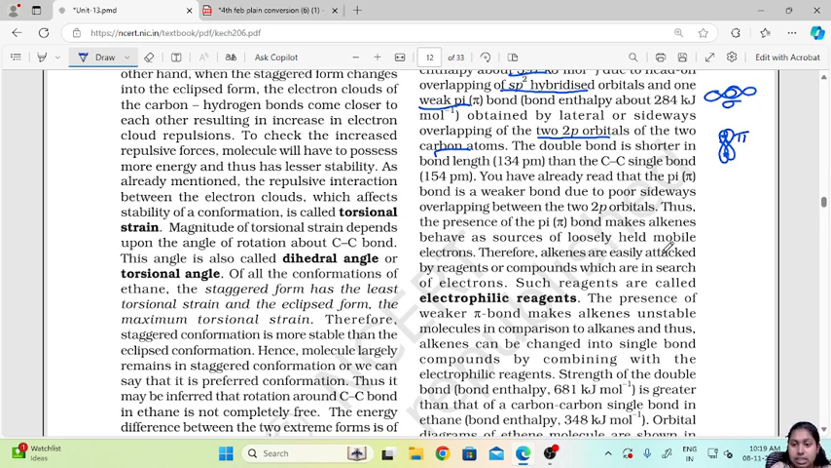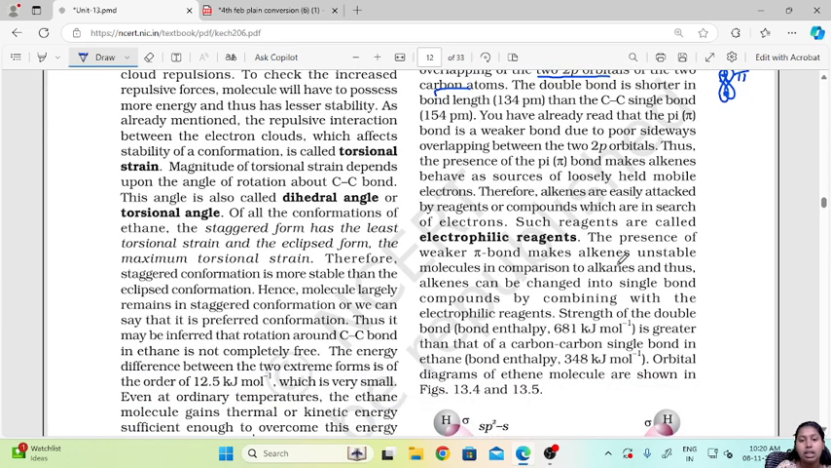Now therefore alkenes are easily attacked by reagents or compounds which are in search of electrons. Okay, so hence because of this pi bond, alkenes are considered to be highly reactive, or easily attacked by any reagent or compound because they will easily lose the electrons which are associated with the pi bonds. Now such reagents are called electrophilic reagents.